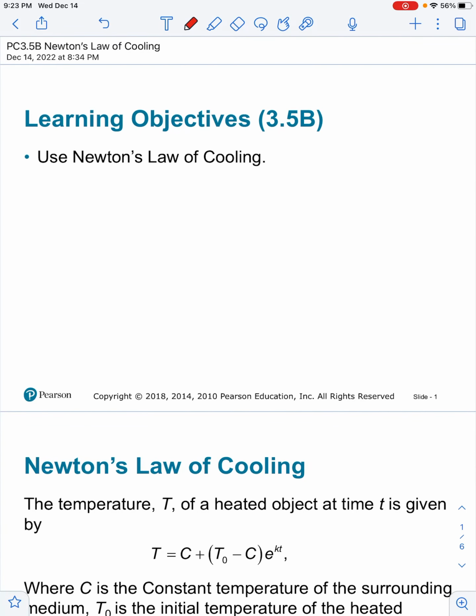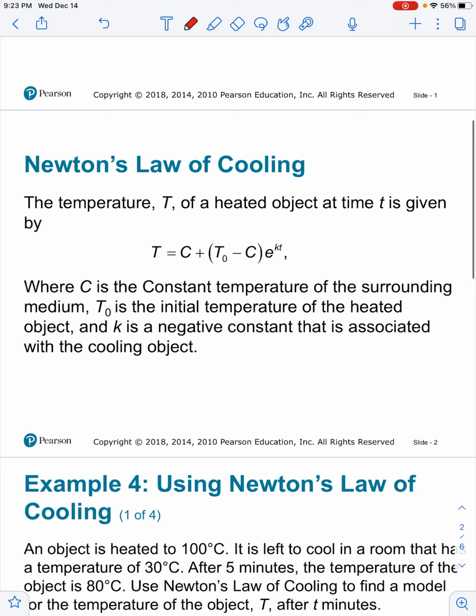This is our lesson over 3.5b, Newton's Law of Cooling. As we go down to slide 2, Newton's Law of Cooling is an exponential decay model in which an object is heated to a temperature and over a period of time it cools in an environment that has a different temperature, typically a cooler temperature, and as the object cools, it reaches a new temperature over a period of time.